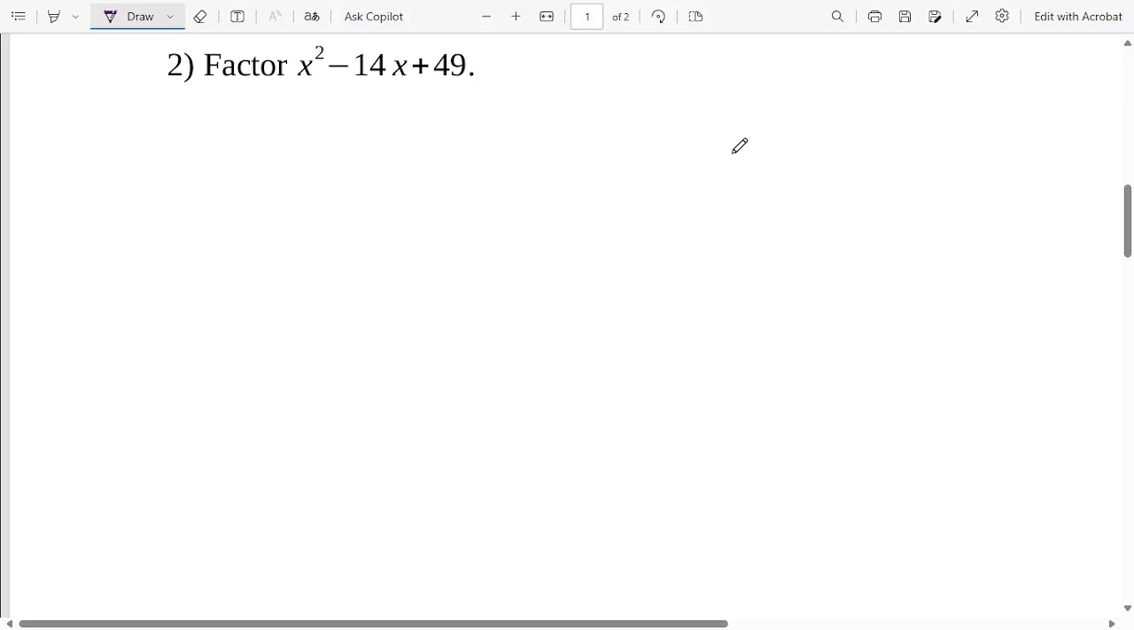All right, let's look at this next one. This next one, we're going to factor x squared minus 14x plus 49. Now, I can do the same thing. I can look and see what multiplies to give me positive 49, but adds to be negative 14. And if we think about it, well, negative 7 times negative 7 would give me a positive 49, but would add to be negative 14. So I'm going to write this as x minus 7 times x minus 7.